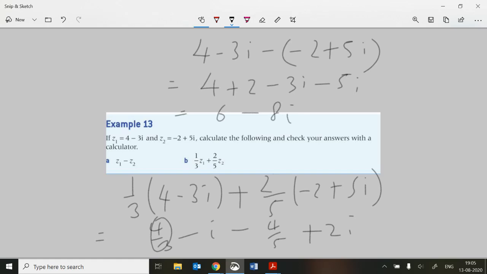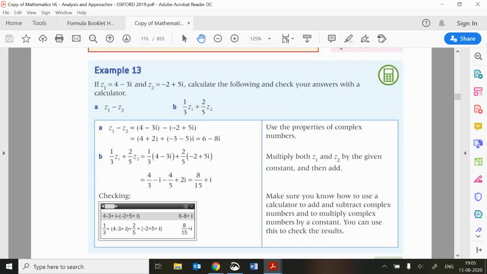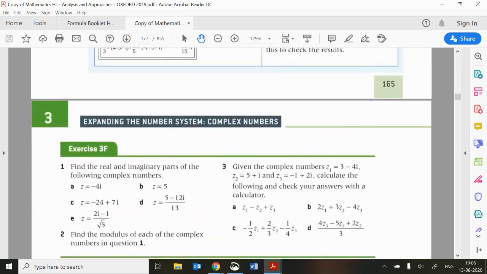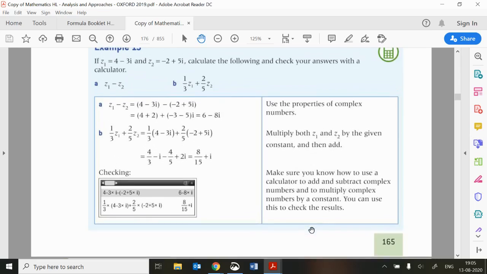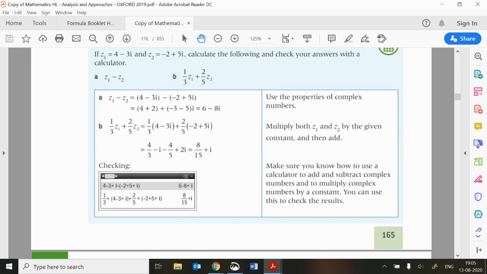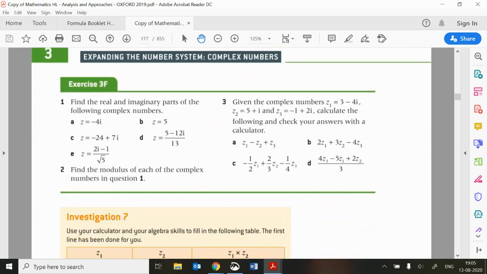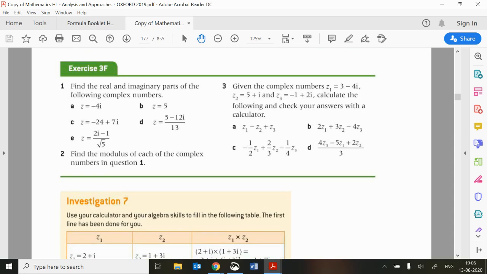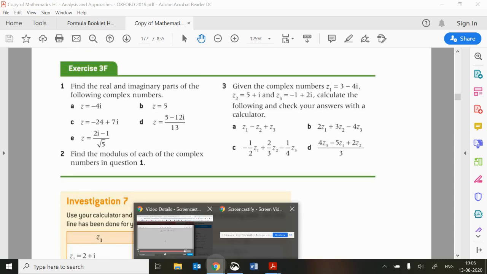So put those fractions together, and then put the i's together to give you 1i. Okay, so you can check those ones on your calculator as well. There are the answers. I suggest that you have a go at some of this in 3F. All relatively straightforward for the time being. It will soon get quite a lot more complicated, so enjoy it while it lasts.